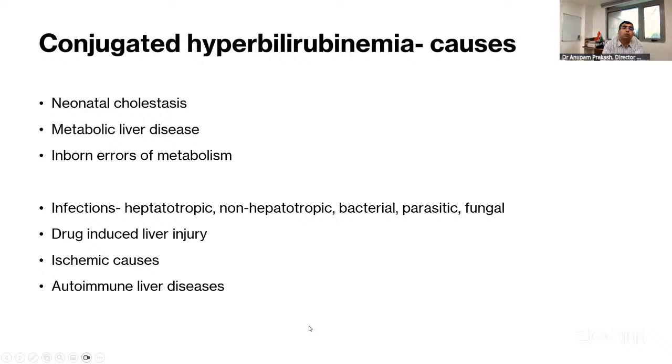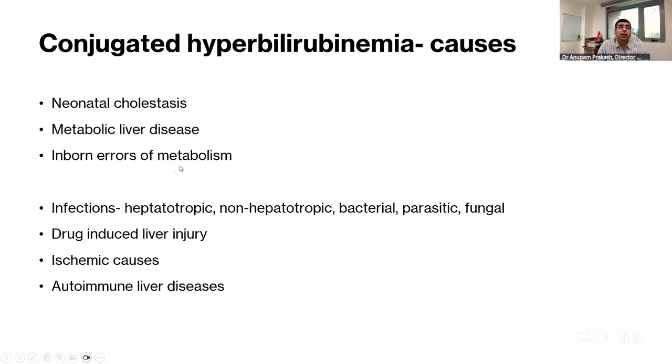Now coming to conjugated hyperbilirubinemia. This is when direct bilirubin is more than 50% of the total bilirubin. This is the most common entity that you see in inpatients. So you have a whole lot of infections, you have toxic injuries where it could be drug induced, alcohol induced, and at times occupational disease also, ischemic causes, and autoimmune liver diseases.